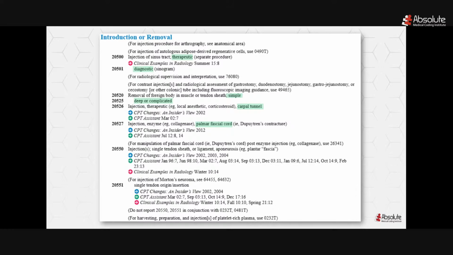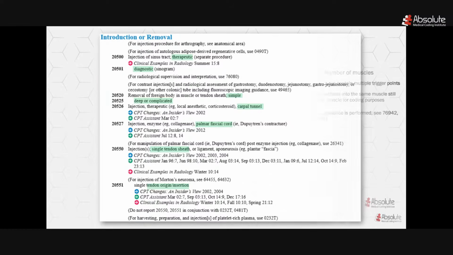Also, we have 20550 over here. That is for injection single tendon sheath or ligament or aponeurosis. And we have 20551. That is for injection tendon sheath origin or insertion.